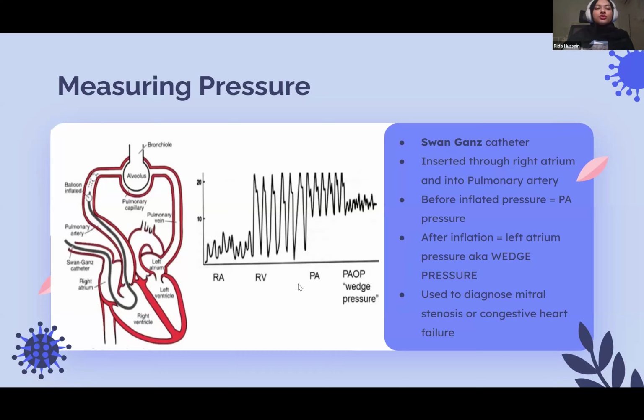And then when you inflate the balloon attached to the end of the catheter, you can measure the pressure of the left atrium as well, when the left atrium is all the way over here, but the pulmonary artery can give you an idea of the left atrial pressure, which is also known as wedge pressure. So please note the names Swan-Ganz catheter and wedge pressure. Okay, this is used to diagnose different pathologies such as mitral valve stenosis or congestive heart failure.